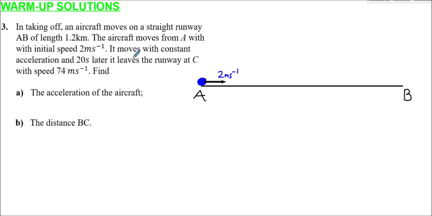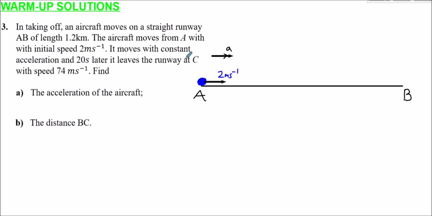We're also told it moves with constant acceleration. And so the acceleration, we can say, is going this way. Double-headed arrow for acceleration. I'm just going to label this A. Now, what I said earlier about labelling A and B was simple but crucial, because here it says it moves with constant acceleration, and 20 seconds later, it leaves the runway at C.